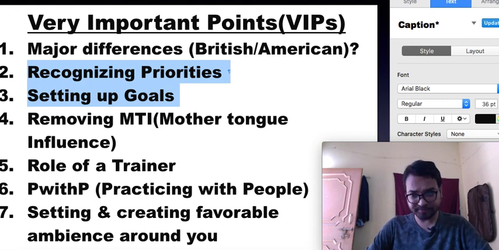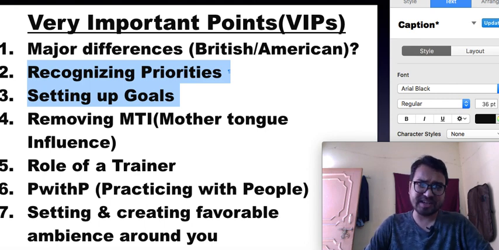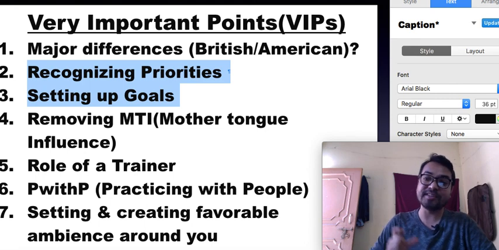Now the fourth thing is removing MTI. If you want to be very good at the accent part, particularly British accent or American accent, you need to get rid of your MTI, that is mother tongue influence. Like, as I told you, in India there are people from Punjab who say Canada, Dubai, breakfast. This is a kind of regional touch they have on the English language.